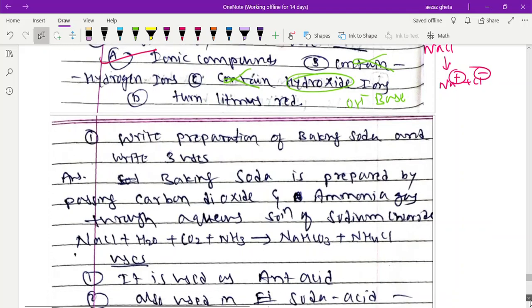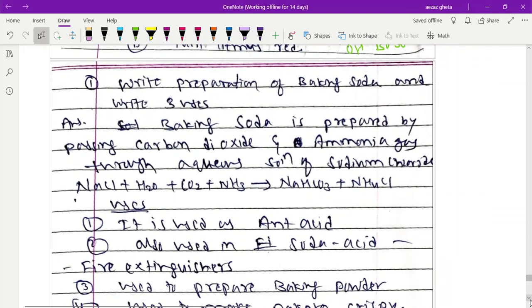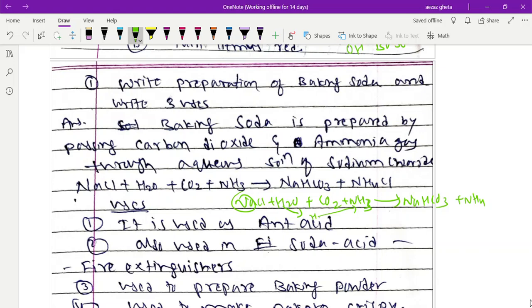Next, write the preparation of baking soda and write 3 uses. This is an important question. Baking soda is prepared using an aqueous solution of sodium chloride. Through this, carbon dioxide gas and ammonia gas are passed to form NaHCO3. The ammonia, NH3, plus this H will be added, it will become NH4, and one Cl is there, so NH4Cl.